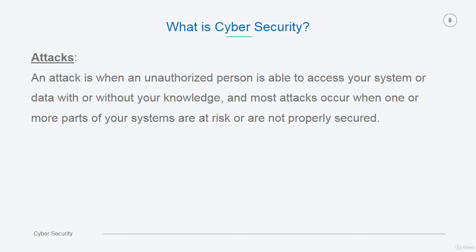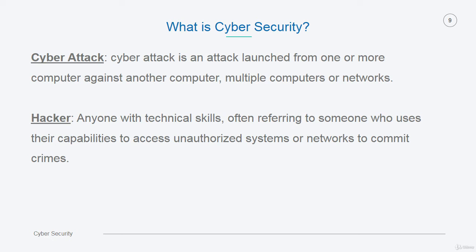Starting with attacks, it's actually when an unauthorized person is able to access your system or data, with or without your knowledge. And most attacks occur when one or more parts of your system are at risk or exposed or not properly secured. Note that most attacks occur without your knowledge and by using sophisticated tools or applications that could harm your system. Another definition: any attack on a computer is an attempt to expose, alter, disable, destroy, steal, or gain unauthorized access to your assets.